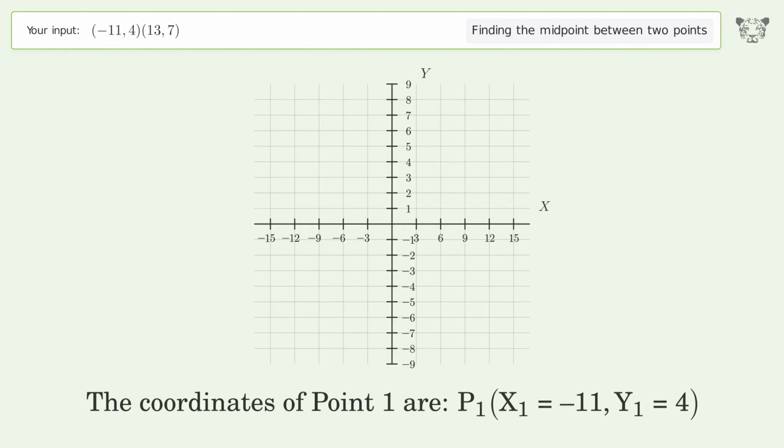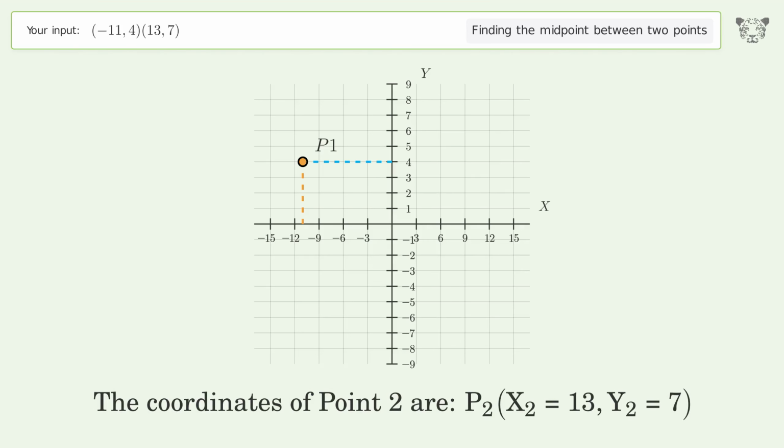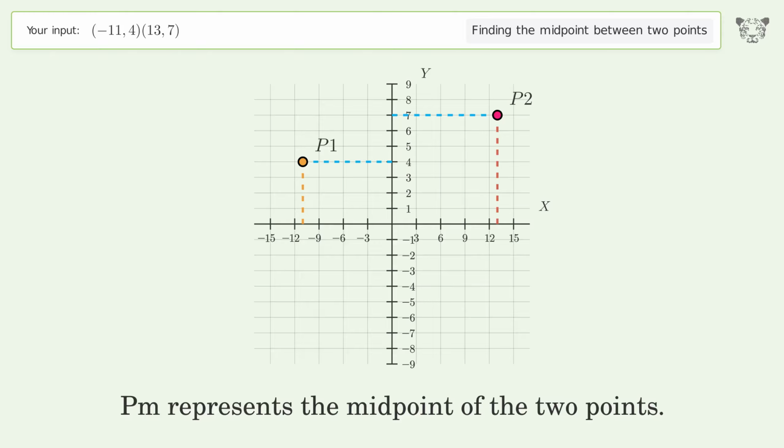The coordinates of point 1 are x1 equals -11, y1 equals 4. The coordinates of point 2 are x2 equals 13, y2 equals 7. PM represents the midpoint of the 2 points.